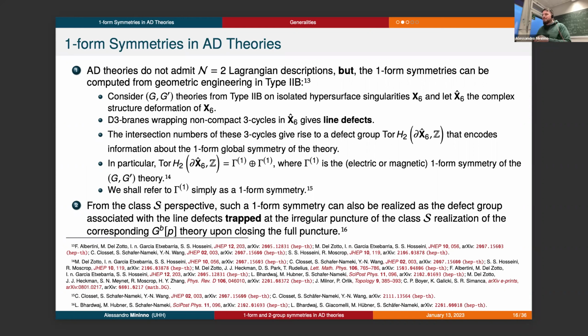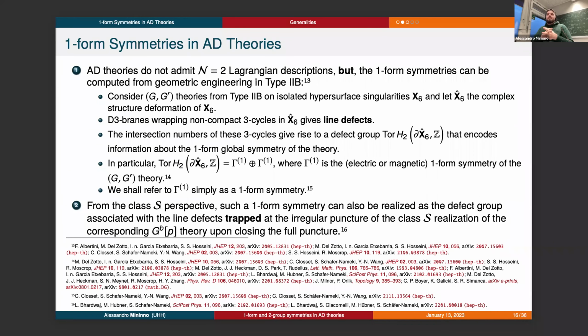There are plenty of papers. You see the footnote 14. I will not be able to do better than them in explaining what they are, but in general, you can associate this defect group, and it is possible to split this defect group into the sum of two one-form symmetries, gamma 1 and gamma 1 tilde, which we can call, quite arbitrarily, the electric and the magnetic one-form symmetry associated to the GG'. So in general, we will refer to gamma 1 simply as a one-form symmetry.